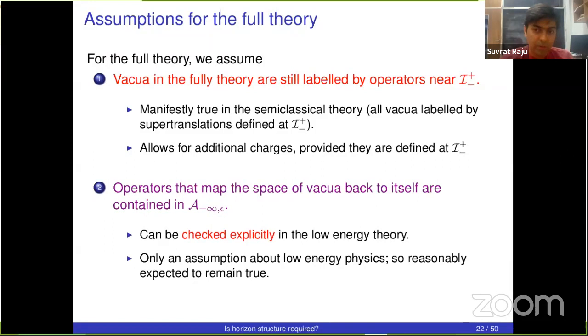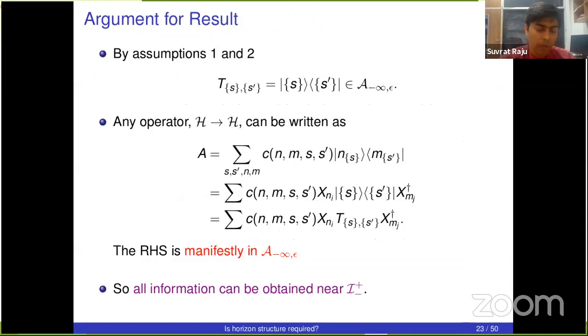It is not an assumption about high energy physics. And so it's reasonably expected to remain true, because you just expect that the full UV theory shares some of the low energy properties of the semi-classical theory.